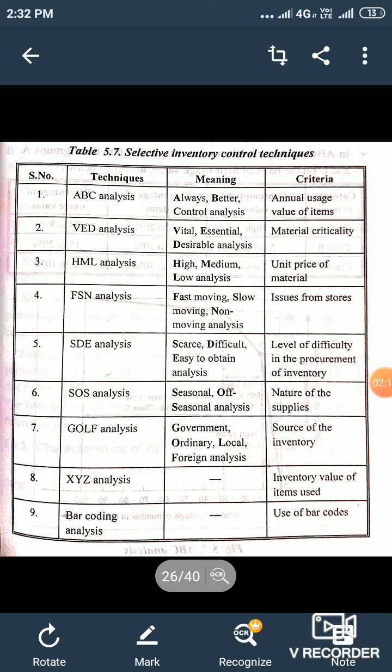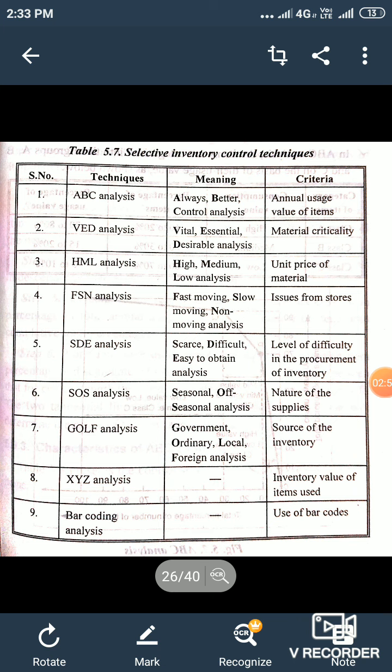Next one is VED analysis. It is based on the criticality of the item or material. In this, items are grouped as vital, essential, and desirable. V stands for vital, E essential, and D desirable. It is mainly used to control the inventories of spare parts and to control capital intensive process industries.